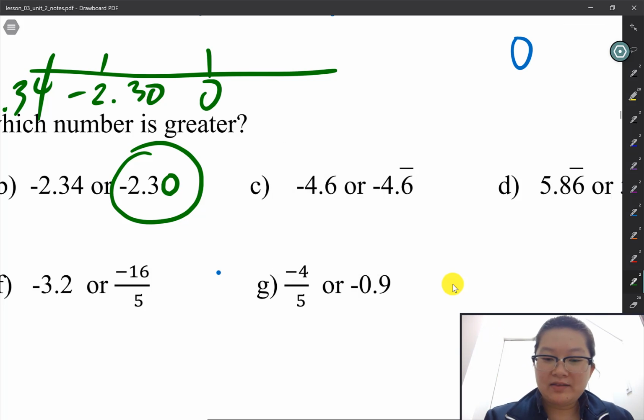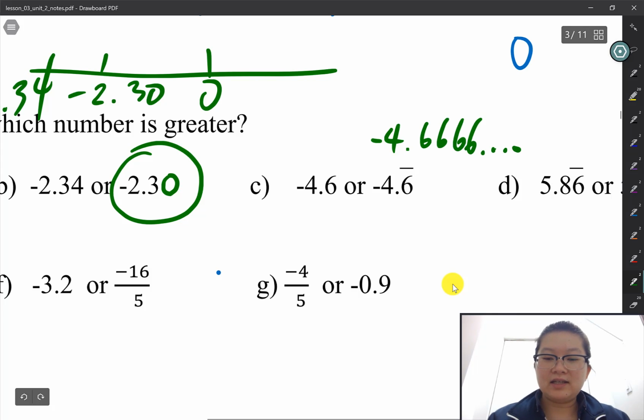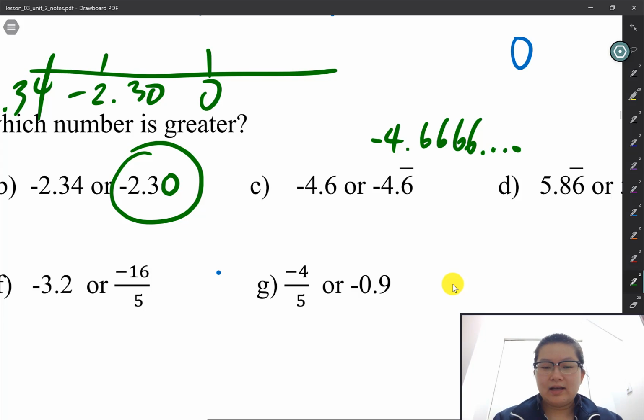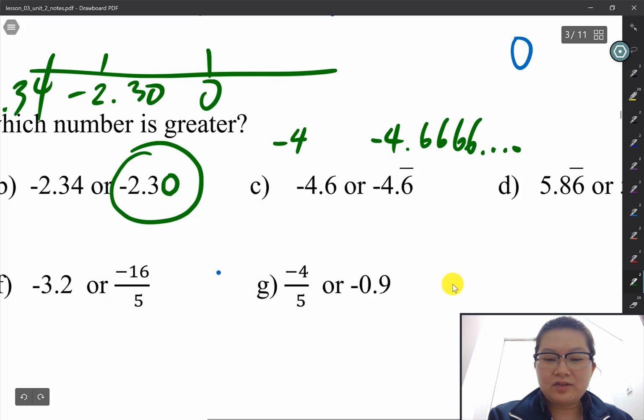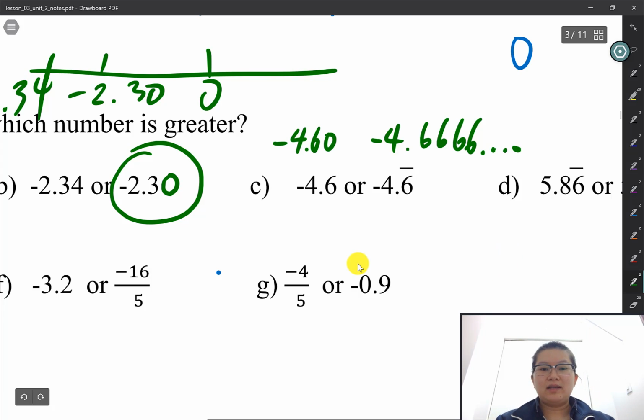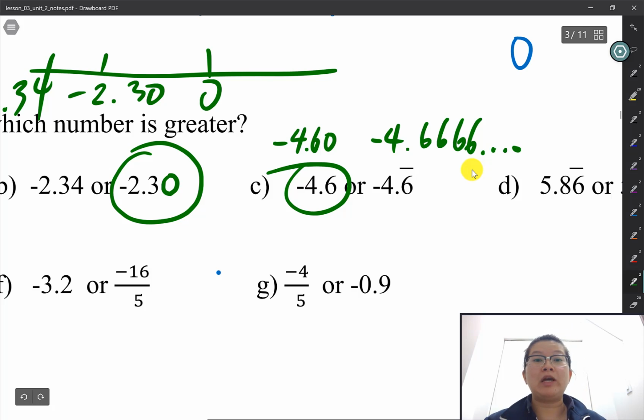All right, so let's do this one together. If I write this out, I'm going to get a negative 4.6666, and that's going to keep going. And guess what? If I have to compare that with this number, negative 4.60, that terminates. And since it terminates, I only have 4.60, which means in terms of owing money, I'm going to owe only $4.60, versus this guy is going to owe $4.67 if you round it up to the nearest cent. So this guy is going to be a little bit worse off. He's going to owe a little bit more money than the first person. So this first person has a larger number, or his number is going to be greater, closer to 0 versus this other person. So this one is going to be greater.